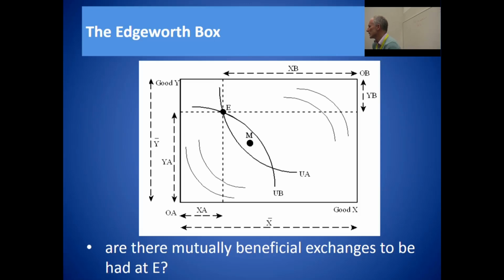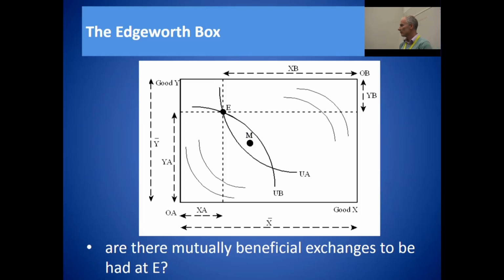So if we said to person A, would you be willing to move to an alternative bundle? Person A would say, well, I would, if I can reach a higher indifference curve. So person A would be more than willing to move from that initial endowment point if he could move into this sort of area here, onto an indifference curve that's higher than his current one, UA. So any movement into this area here for person A makes him better off. So he'd be willing to do that.